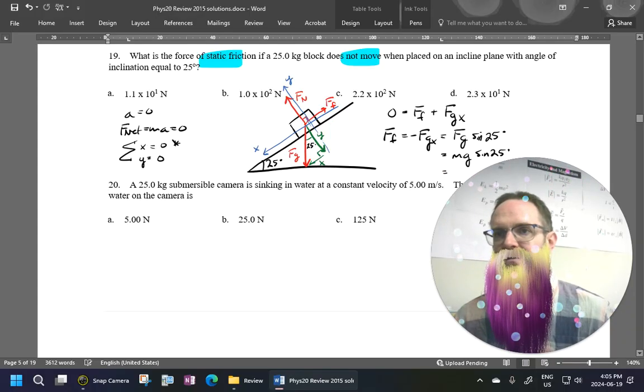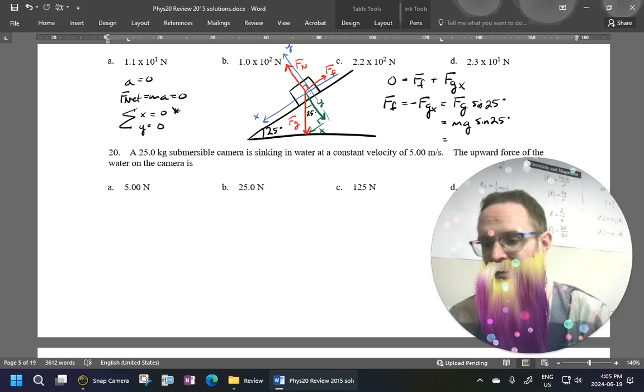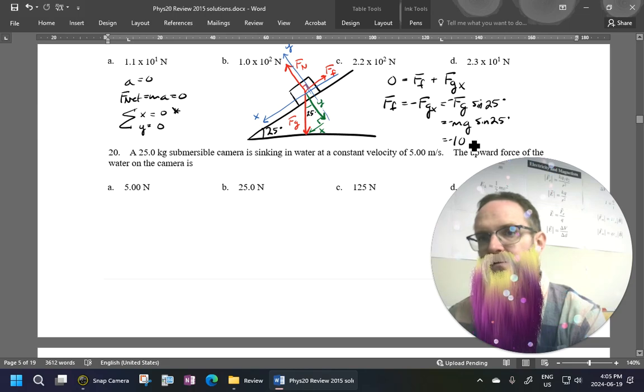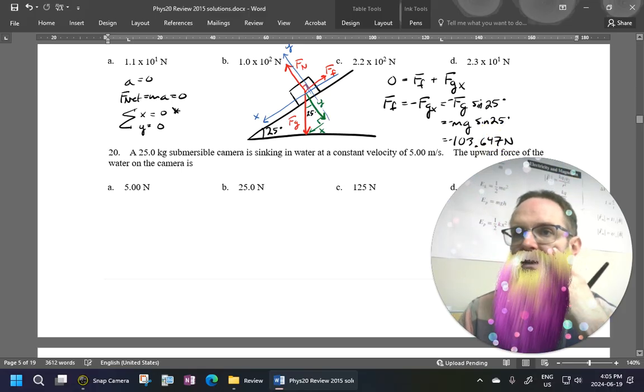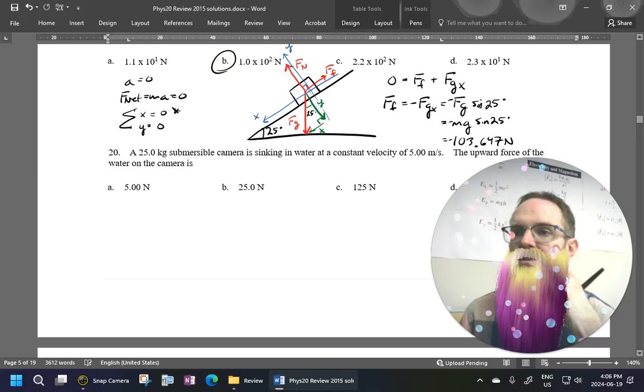So what's the mass of this thing? 25 kilograms. So we have 25 times 9.81 times sine 25. Always, like, hopefully by this point we're in the right mode in our calculator. We get 100. I should put a negative in front of that. We get 104. I'm just going to write down the whole thing. 103.647 newtons. So we just need 2 sig digs. So it's in the hundreds. The 3 doesn't round up. So it's going to be B.